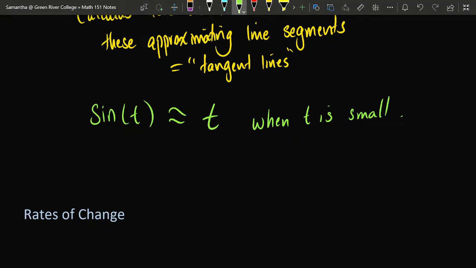So t can be used as a linear approximation to sine of t, and calculus allows us to find linear approximations to all kinds of other functions.